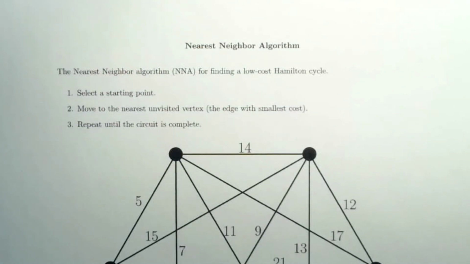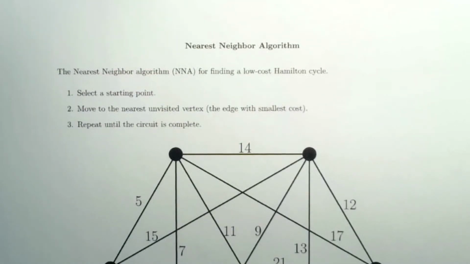In this video, we'll take a look at how to run the nearest neighbor algorithm, which is an algorithm for finding a low-cost Hamilton cycle. And just to remind you, a Hamilton cycle is a cycle in a graph that contains all the vertices. So you want to start and stop at the same place, and you want to cover every vertex. I mentioned that it helps find a low-cost Hamilton cycle because it may not find the lowest cost, but it will find hopefully a low-cost cycle.